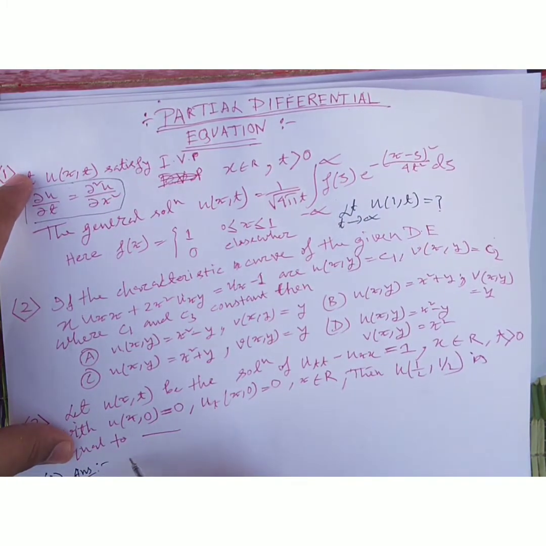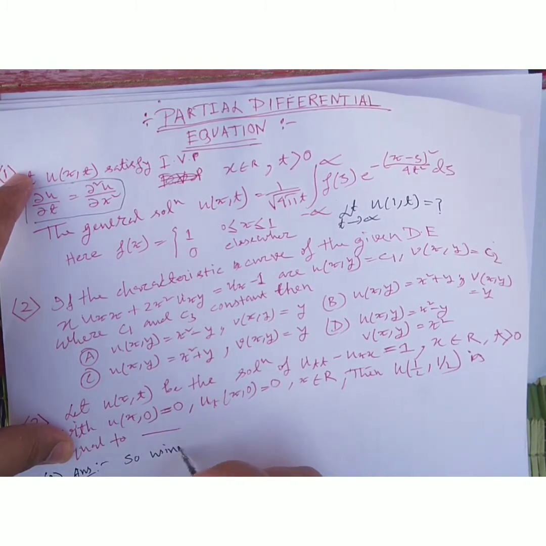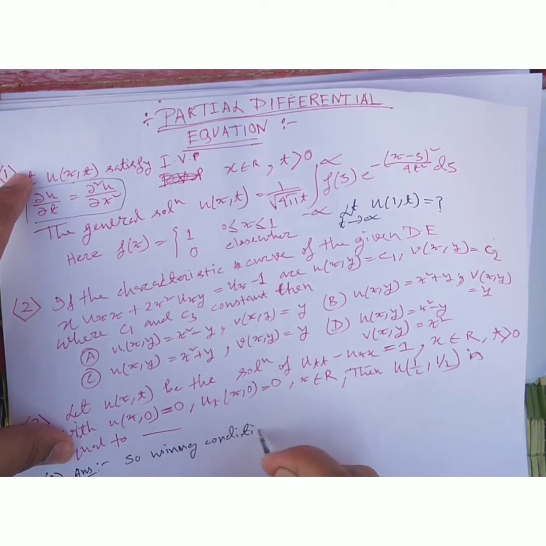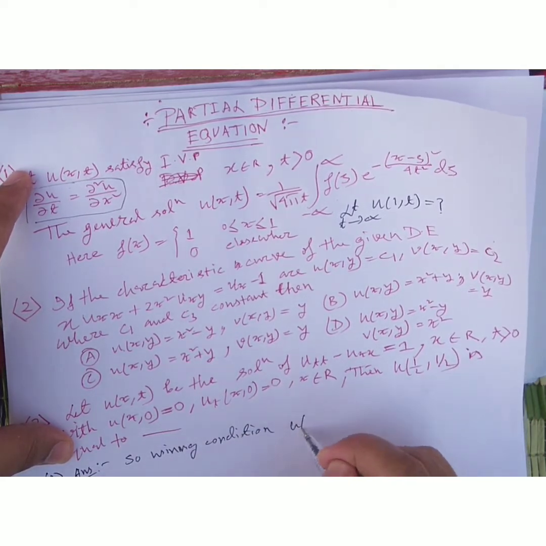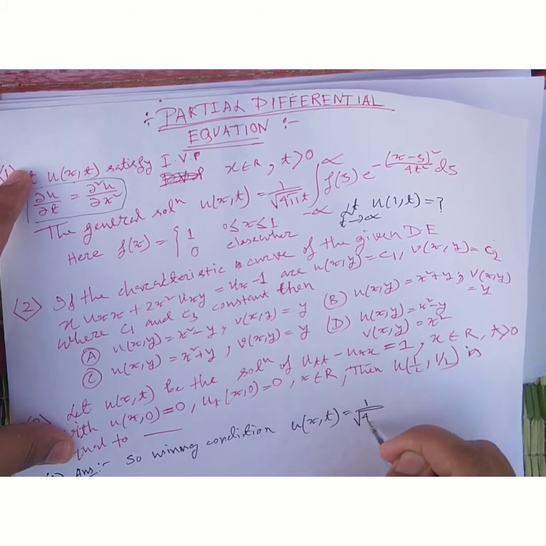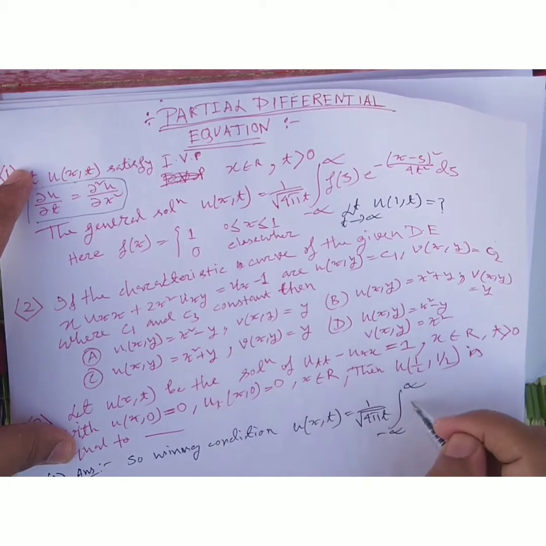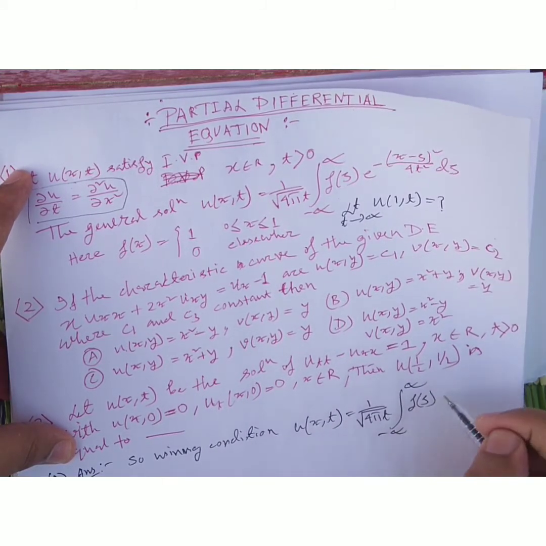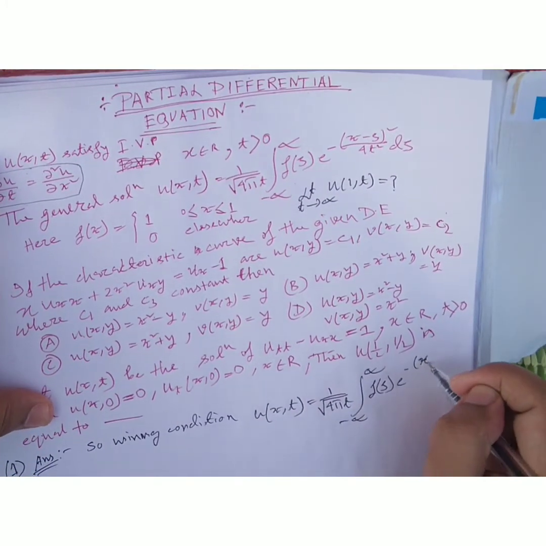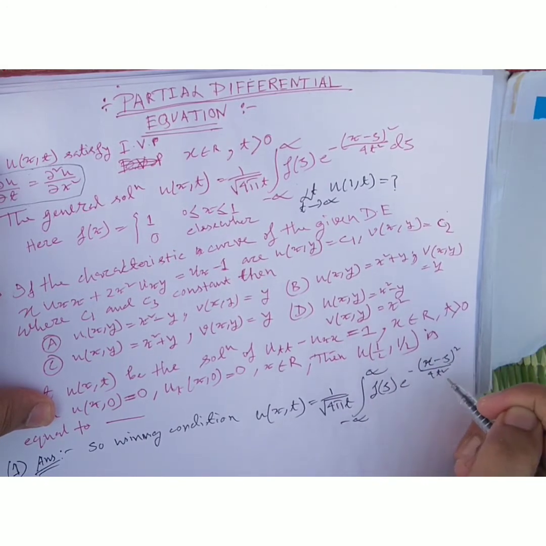This is very simple. So using the conditions, which conditions? My given condition is u(x,t) is equal to 1 by root over 4πt, integral from minus infinity to infinity of f(j) e to the power minus (x minus j) whole square divided by 4t, dj.